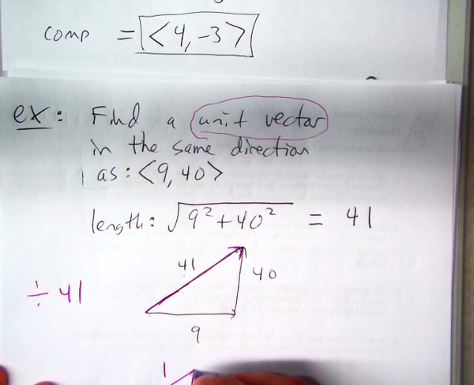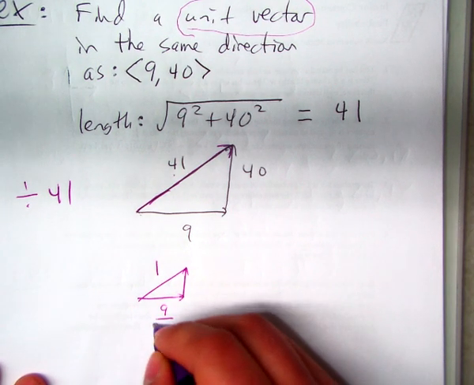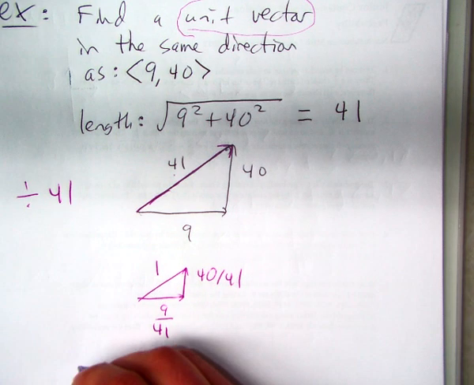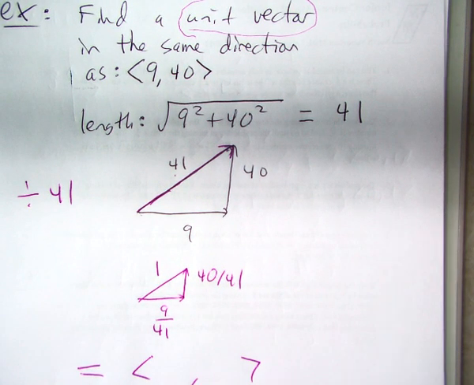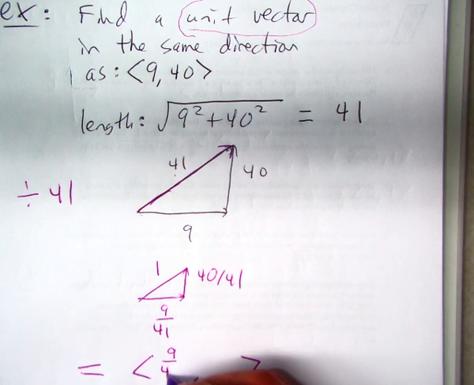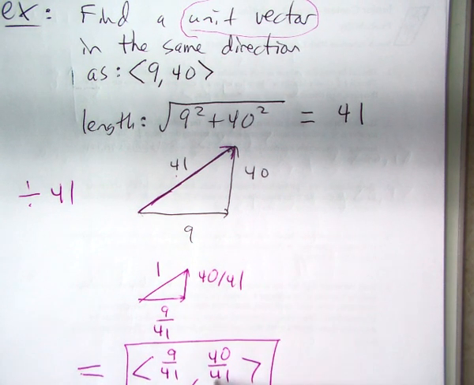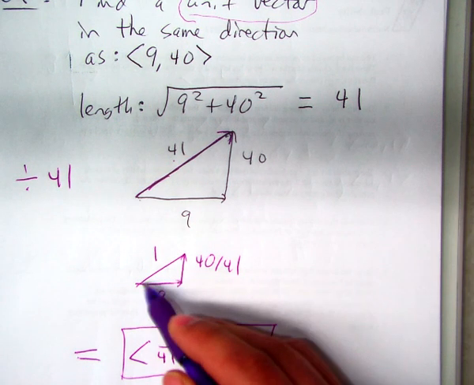And then what's the horizontal and vertical now? 9 over 41 and 40 over 41. So what are the horizontal and vertical components then? 9 over 41 and 40 over 41. Very good. So this vector is in the same direction as the original one. It's just 1 unit long because we've scaled it down.